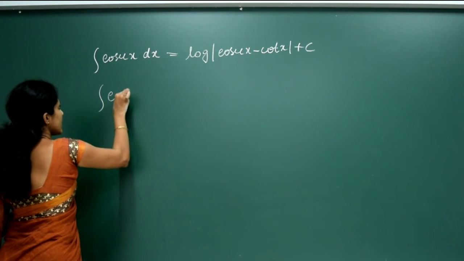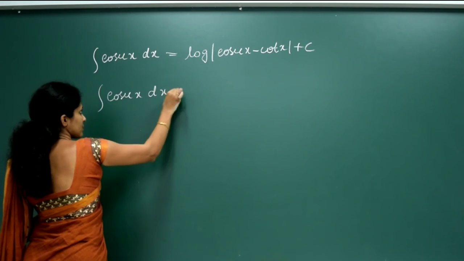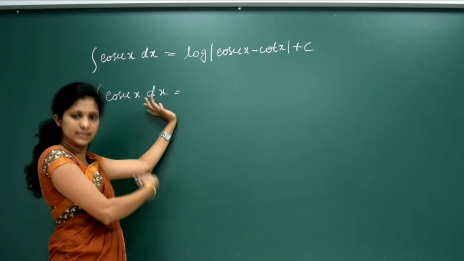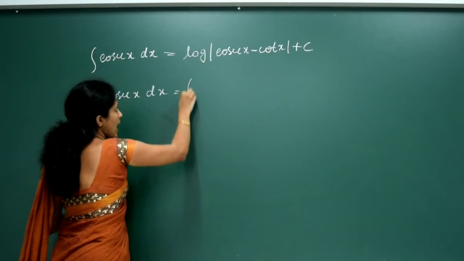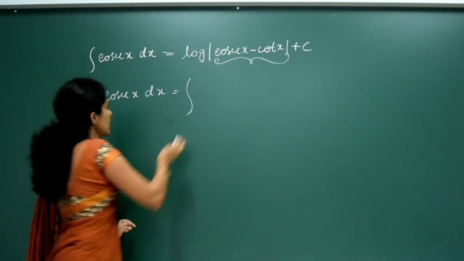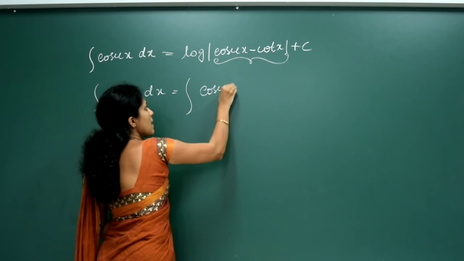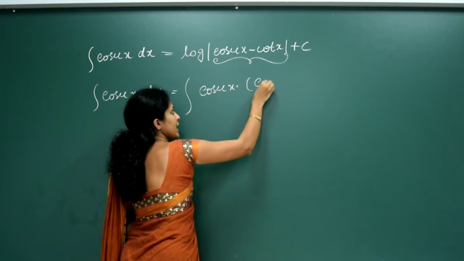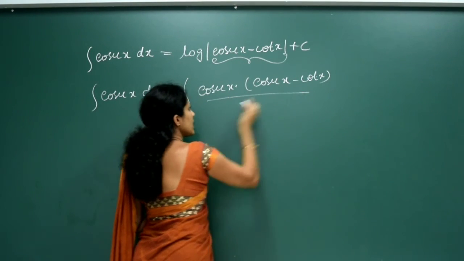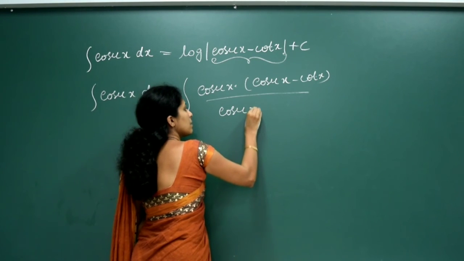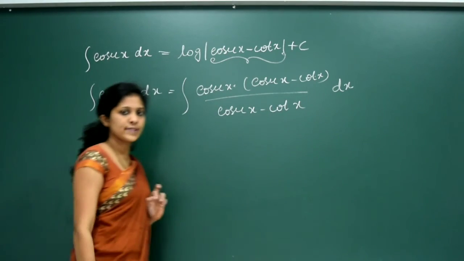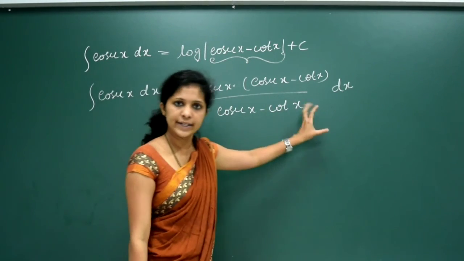Integration of cosecant x dx. In your textbook, a different method is given. I feel whatever method I use now is easy. You can go with any method. So what I do is I multiply and divide by the same function, similar to the previous one. So cosecant x, multiply and divide by cosecant x minus cot x, divided by cosecant x minus cot x, dx.